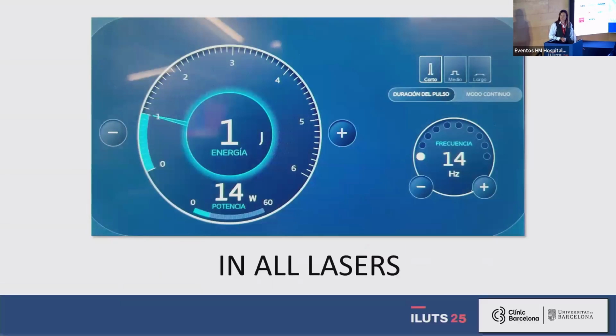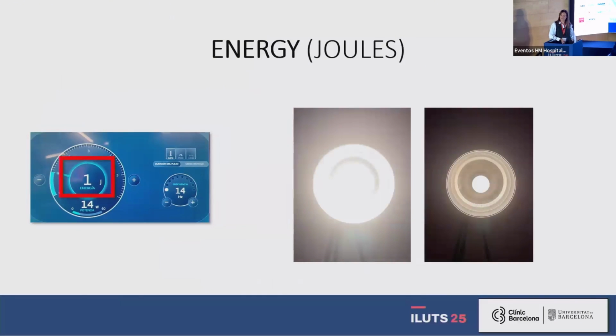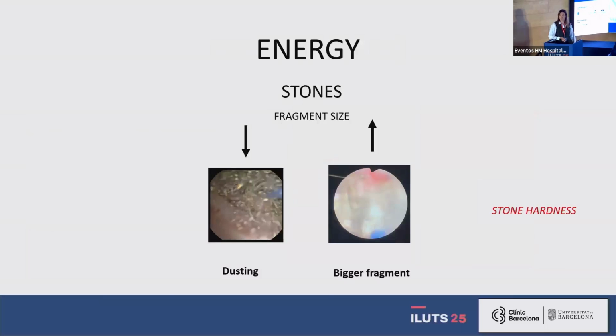In the laser, you have a screen similar to this, in which you can choose the energy, the frequency, and the length of the pulse. The energy is the amount of light that we are delivering in a single pulse. So for stone treatment, if we want to produce bigger or smaller fragments, as we've seen before, we will reduce the energy if we want to dust, or we will increase the energy if we want to produce bigger fragments. We need to adjust this to our surgical technique and to the stone hardness. If it's a hard stone, we will dust it with a little bit more energy.